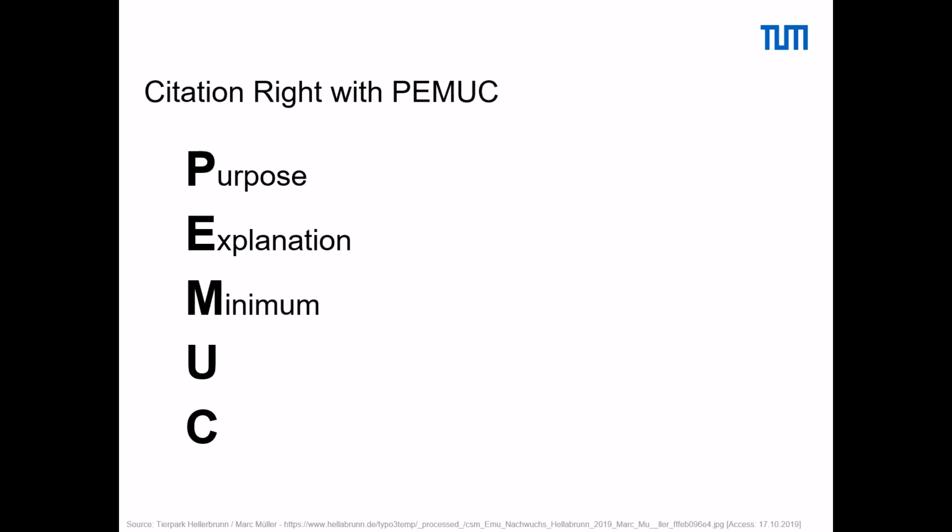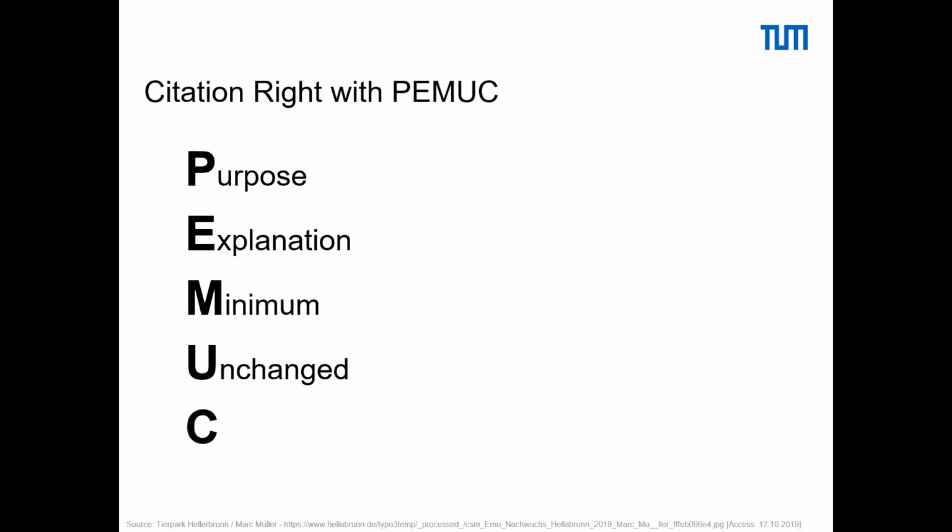The M stands for minimum, which means we should only use as much as absolutely necessary. So we use as much as necessary, but as little as possible. The U stands for unchanged. If we use a citation according to citation law, we cannot change it.